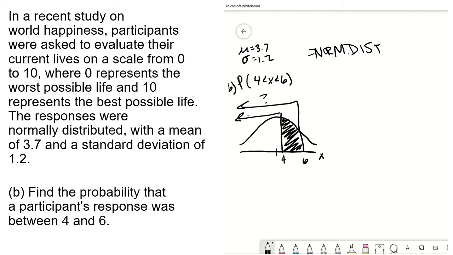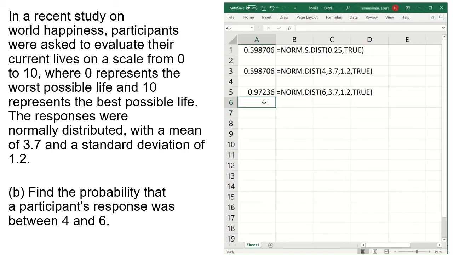So this is 0.9724, and this was 0.59886. And so the difference between the two, we would take that first one, subtract out the second one, and see what we get here for our answer. I'm going to go back to Excel, and I'm going to find that difference. Take that one and subtract that one to get 0.3737 if you round to 4 decimal places.